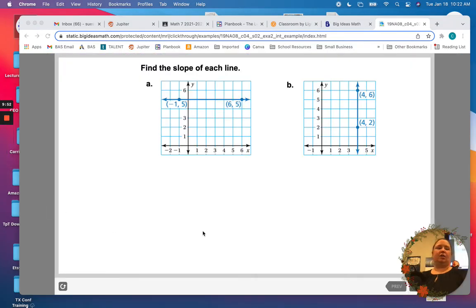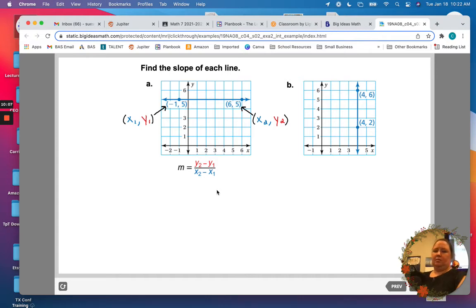Okay, we're going to find the slope of each of these lines. Super difficult. Okay, look at this A. Is there a slope? No. So that should be a real easy one. But we're going to write the equation. Put this in your journals.